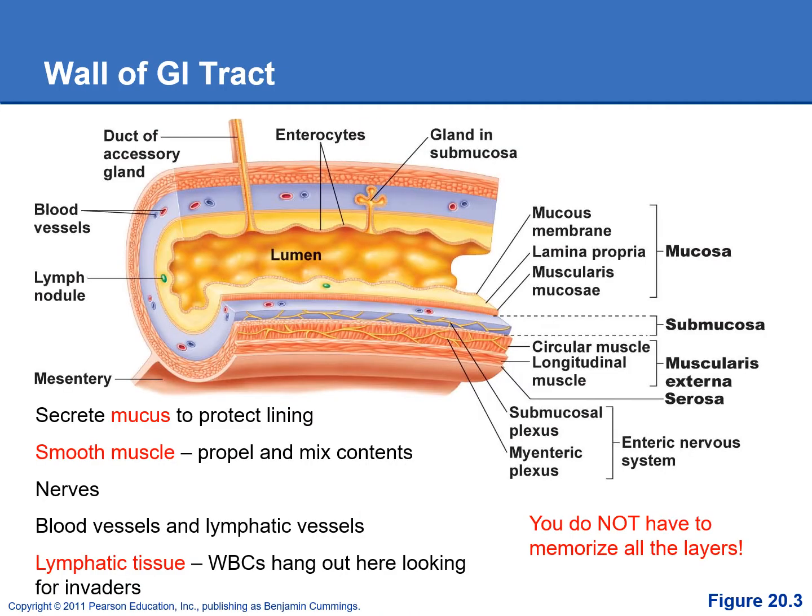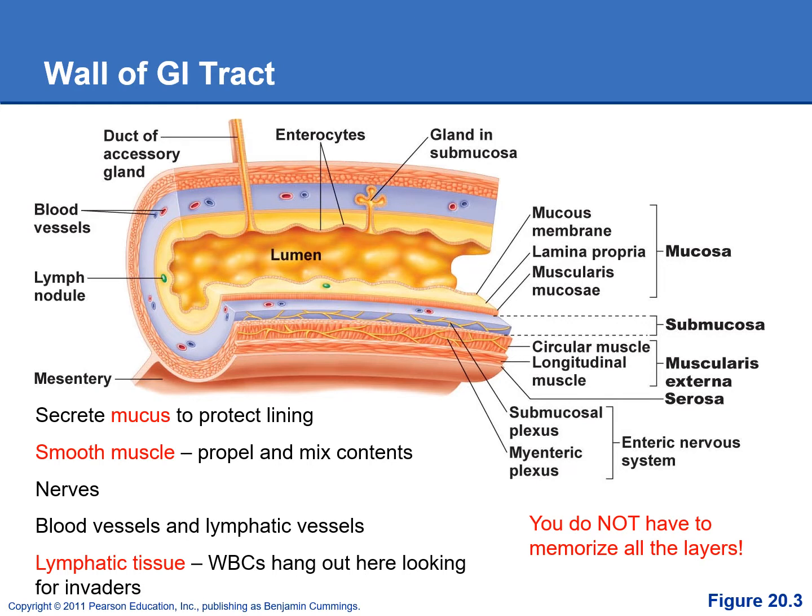The wall of the GI tract, the inner layer is the mucous membrane. So this secretes mucus, which helps protect the lining of the GI tract. And in the wall, we have smooth muscle, which will propel and mix the contents. There are nerves in the GI wall as well. And the nerves are very extensive in the GI tract. They kind of call it your second brain.